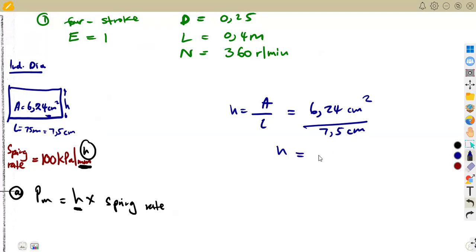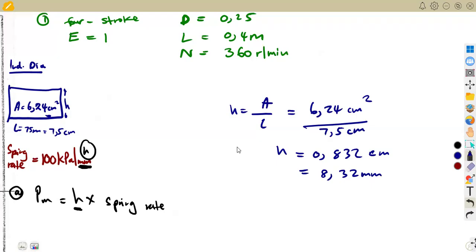So that will be something like 0,832, something like that. In what? In centimeters, because these are centimeters. To get to millimeters, that's where you multiply by 10. So that will be 8,32 millimeters.